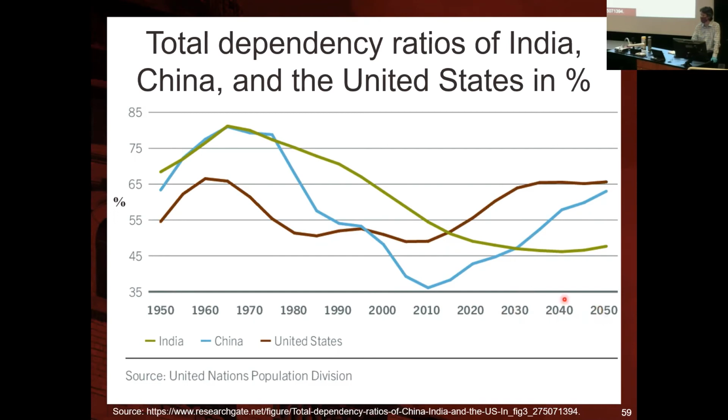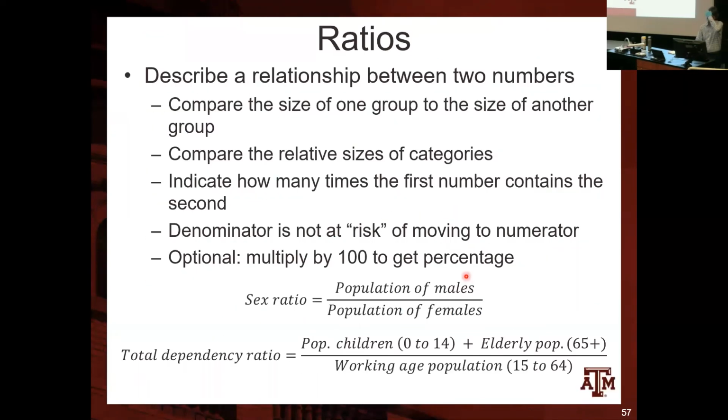What we're going to see in the next lecture, based on chapter 10, is that we can also break down this total dependency ratio. In the numerator, we can put just the children, so it'll be the young dependency ratio, or only the elderly population, so it'll be the old age dependency ratio.